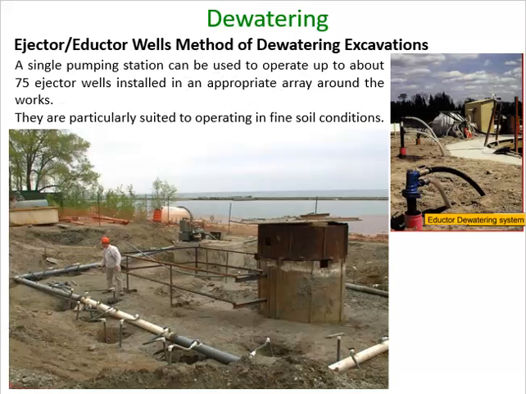Next type is ejector wells. The main advantage with this method is it can lower the water table up to 45 meter deep. Therefore, it can be used for low permeability soils. A single pumping station can be used to operate up to about 75 ejector wells installed in an appropriate array around the works. They are particularly suited to operating in fine soil conditions.